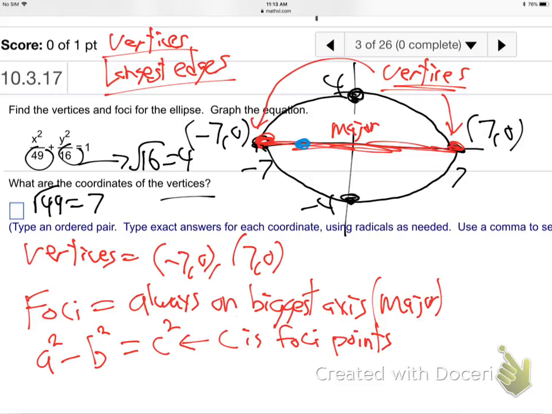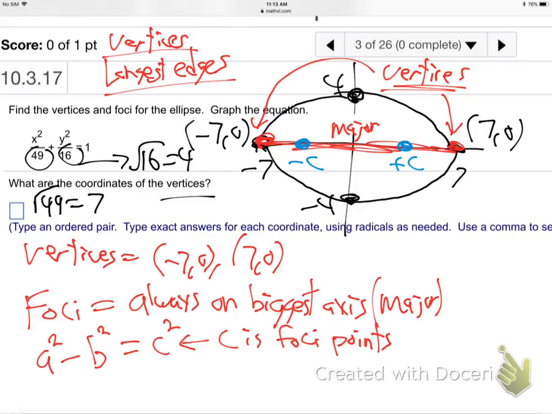So it's going to be like here and here, roughly. I'll find the numbers in a second. But basically, they're going to be equidistant from the center on the major axis. It's going to be plus C and minus C. They're the two focus points. How do we find them? We use the Pythagorean theorem with a minus. That's basically the Pythagorean theorem, right? With a minus in between.